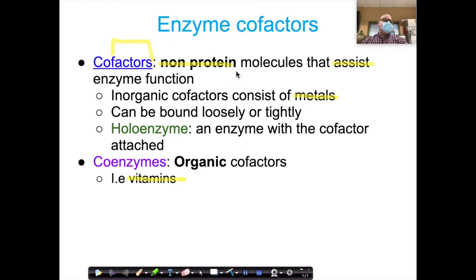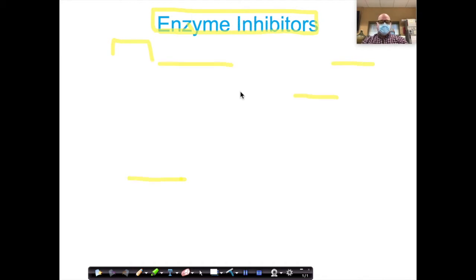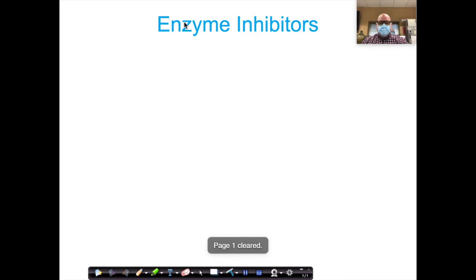The other type of thing you're going to look at, so put both of these under cofactors. Make sure you have a heading, something about cofactors. Next we're going to talk about inhibitors. If I inhibit you from going out in the hall, that means you're not allowed to go. Inhibit. So make sure you have something about this heading on this section.